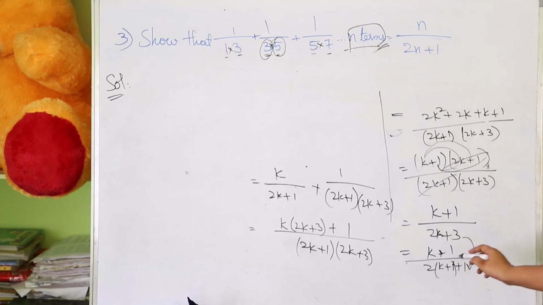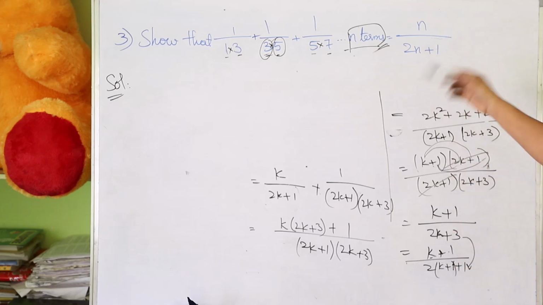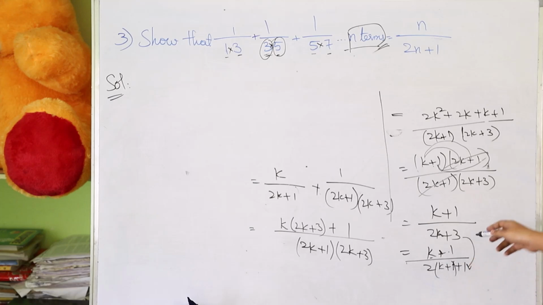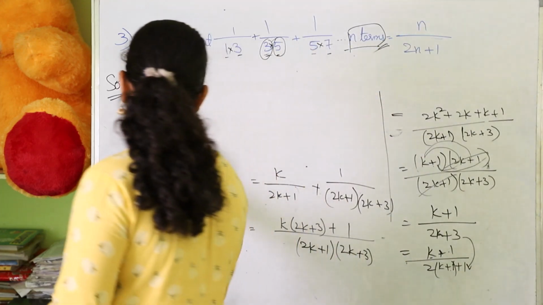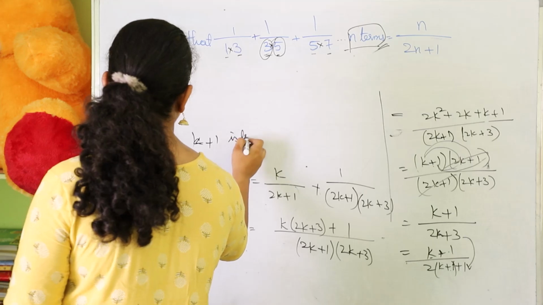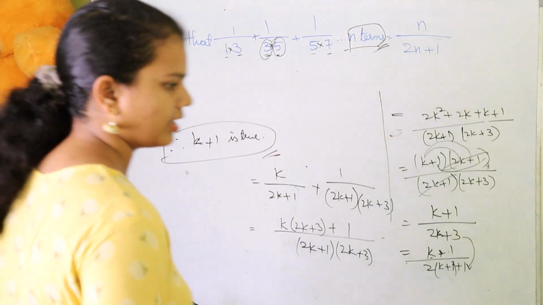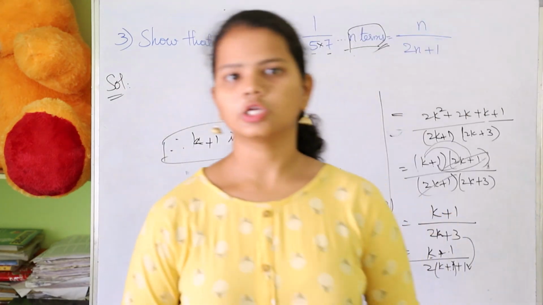Therefore here we got k plus 1. Instead of the n value I have considered k plus 1. So k plus 1 by 2 into k plus 1, plus 1. So therefore let me conclude out here. Therefore S of k plus 1 is true. Clear? Therefore S of k plus 1 is true. Thank you.